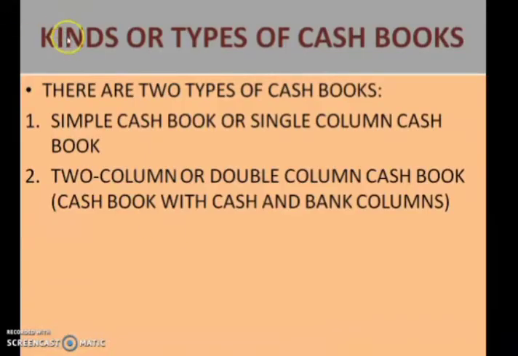Next point is related to kinds or types of cash book. Children, there are two types of cash book. One is the simple cash book, which is also known as single column cash book, and there is the two column or double column cash book. In this double column cash book we maintain the cash book with cash and bank columns.